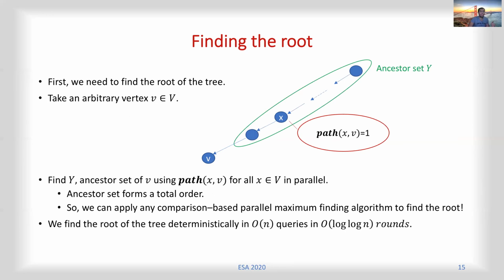So using acceleration cascades, we can find the root of the tree deterministically in O of n queries and O of log of n rounds.